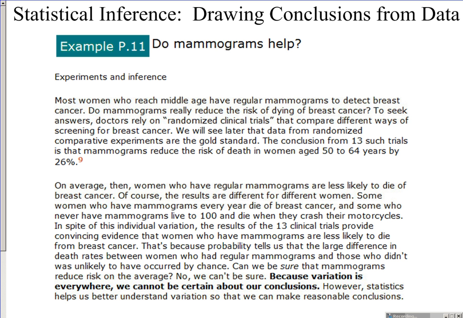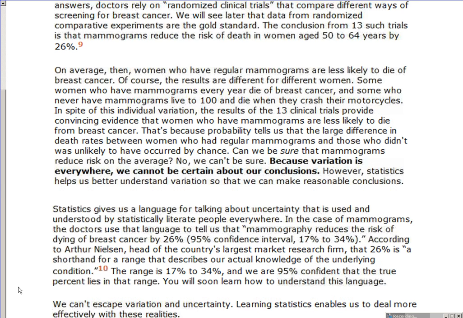In spite of this individual variation, the results of the 13 clinical trials provide convincing evidence that women who have mammograms are less likely to die from breast cancer. That's because probability tells us that the large difference in death rates between women who had regular mammograms and those who didn't was unlikely to have occurred by chance. Can we be sure that mammograms reduce the risk on average? No, we can't be sure because variation is everywhere. And that's going to be the key when you do an experiment, is to try to reduce that variation so we can be more confident in our results. We cannot be certain about our conclusion because of variation. However, statistics helps us better understand variation so we can make reasonable conclusions.